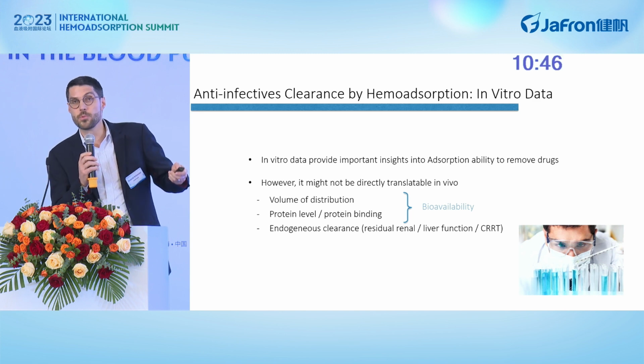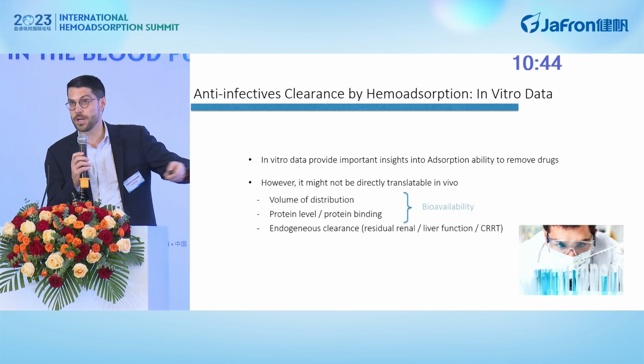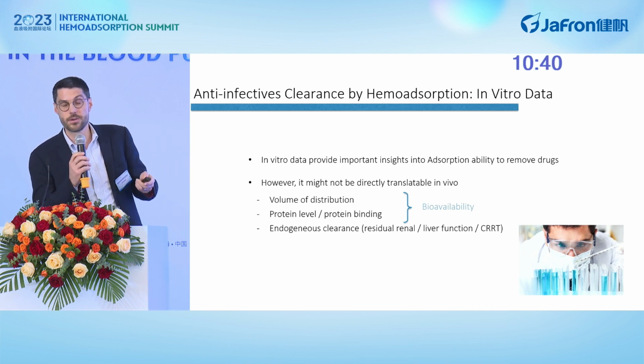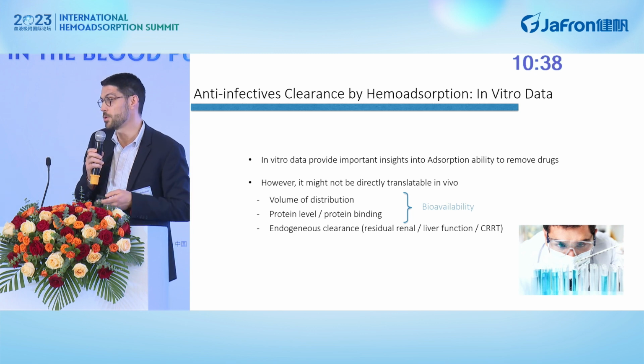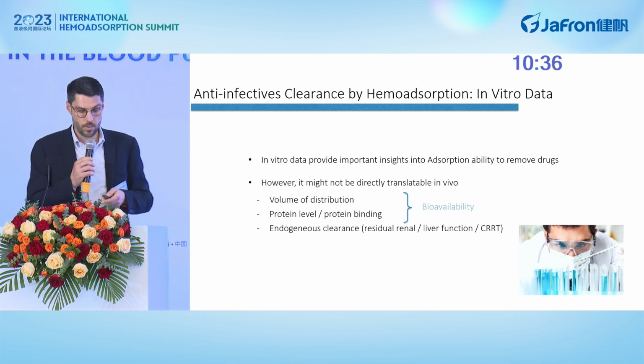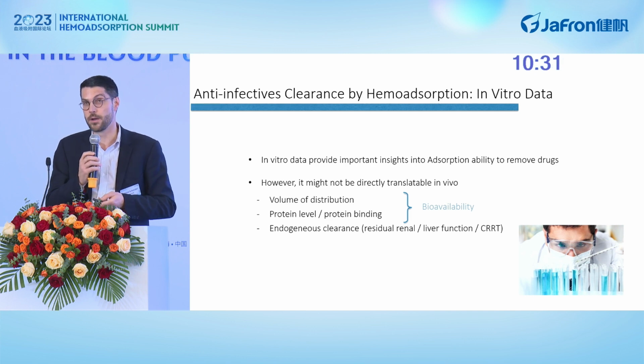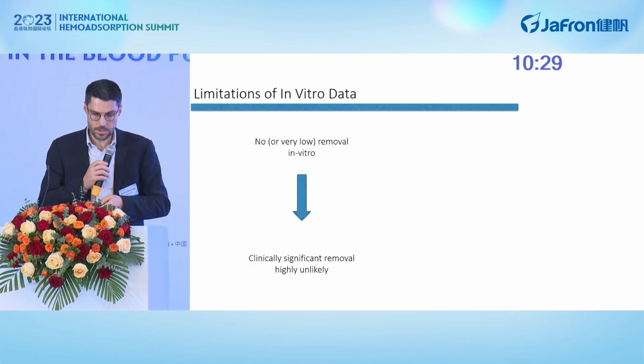In addition, and most importantly, it does not consider the endogenous clearance, because you can have a clearance of 1 liter per hour. If the clearance by the rest of the body is 100 liters, then the hemoadsorption will only have a marginal effect. Whereas if the total clearance is 1 liter, then of course the 1 liter will be a major increase. So this needs to be considered.